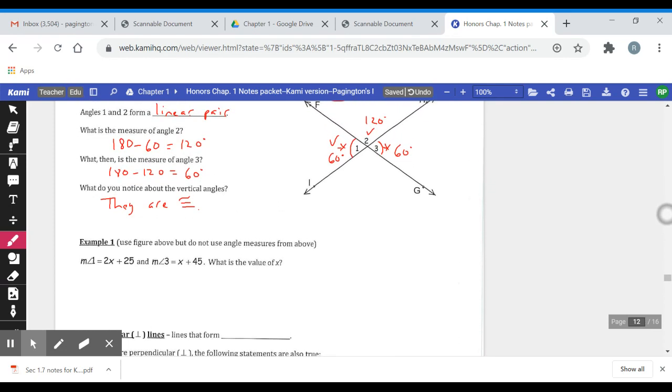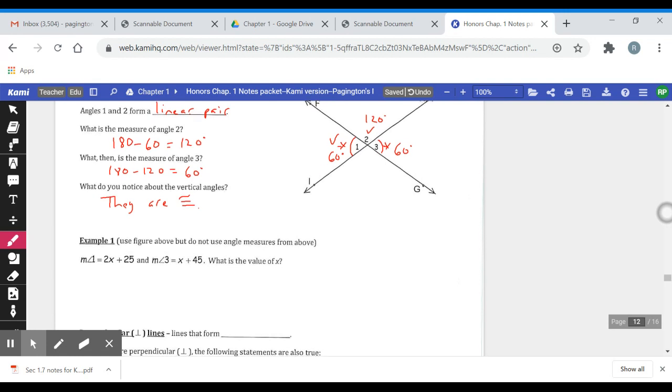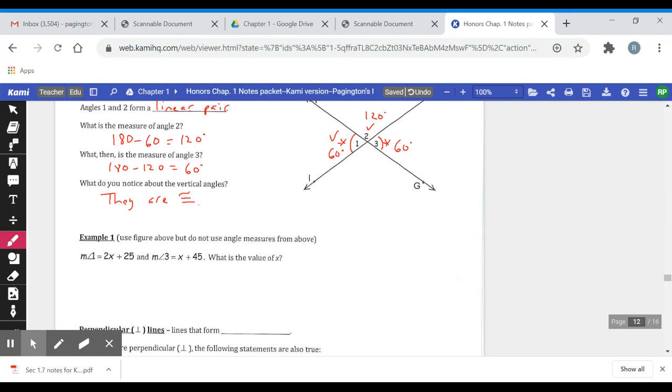And we're still using this picture up above. We're just not using the number values that they gave us up above. So it says use the figure above, but do not use the angle measurements from above. So I'm going to go ahead and get rid of those. I'll keep the fact that those vertical angles are congruent. That might come in handy.